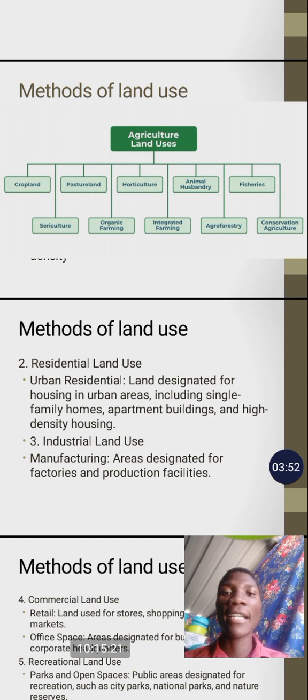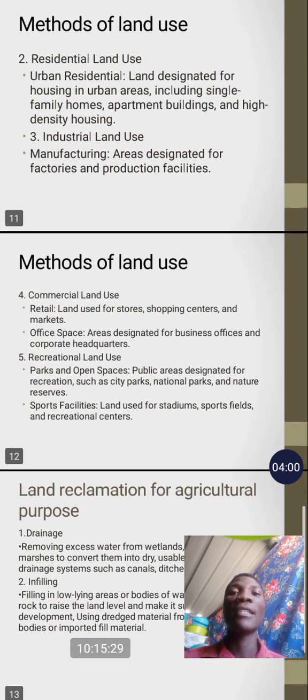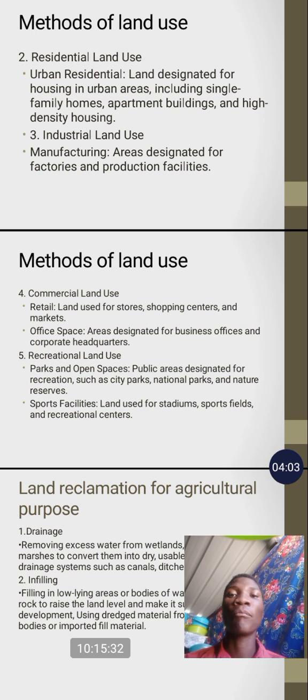We have residential land use as the second use of land, where urban residential land is designated for housing in urban areas, including single-family homes, apartment buildings, and high-density housing. We have industrial land use, where manufacturing areas are designated for factories and production facilities. Then commercial land use, where retail land is used for stores, shopping centers, and markets. Office space areas are designated for business offices and corporate headquarters. Then we have recreational land use, where we have parks and open spaces, public areas designed for recreation, such as city parks, national parks, and nature reserves.